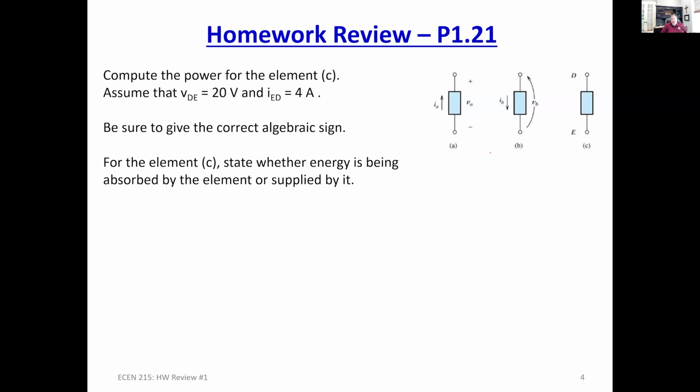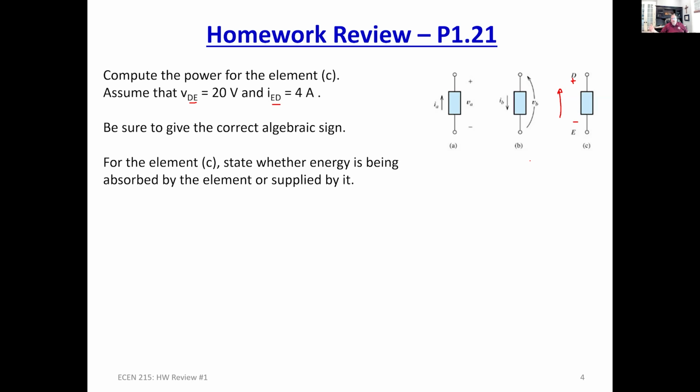VDE is 20 volts. Here, this nomenclature is using the terminal names, so D and E. And then, of course, for the current, they give it the exact opposite way. So they give D and E. We can label it positive, negative, same thing as before. But they have the current going from E to D, which means they're labeling the current I as 4 amps going this way. But again, for our formulas, it is the positive sign convention.